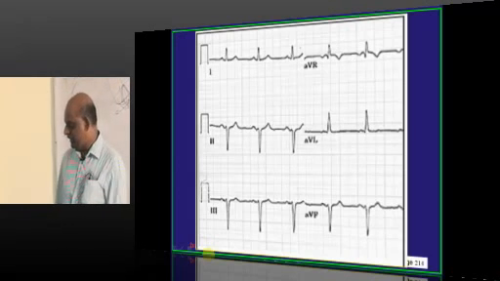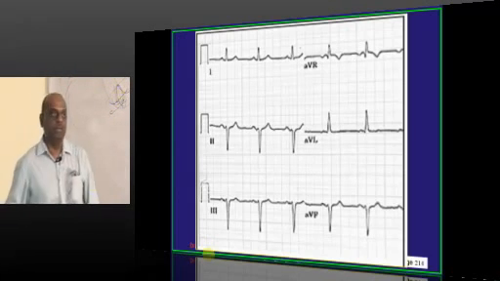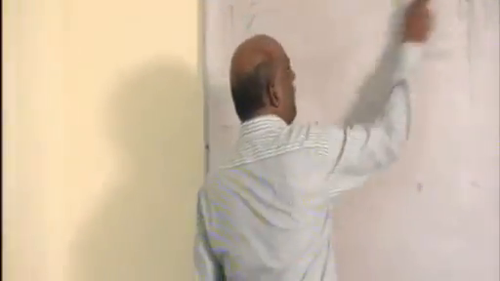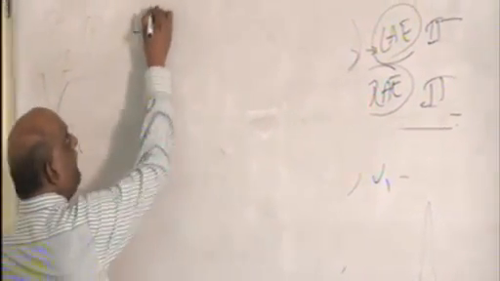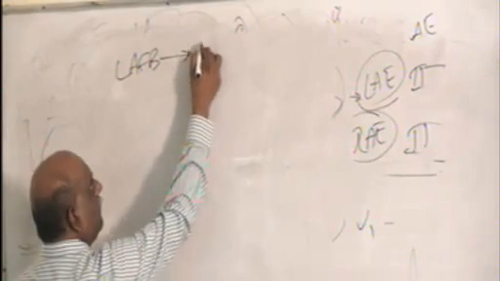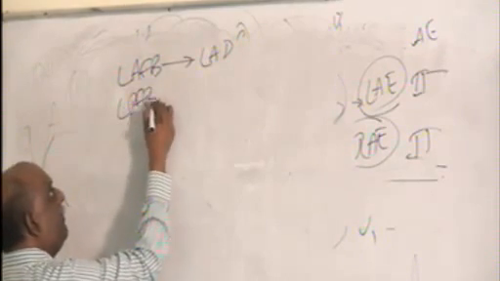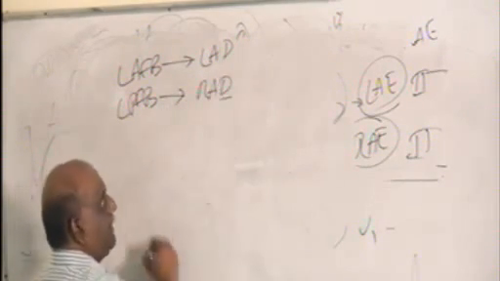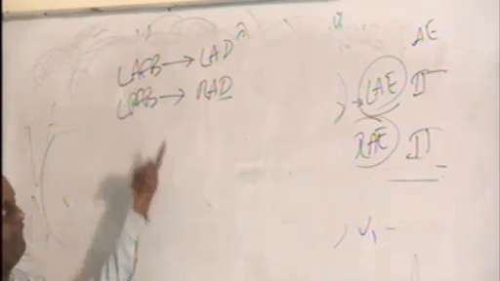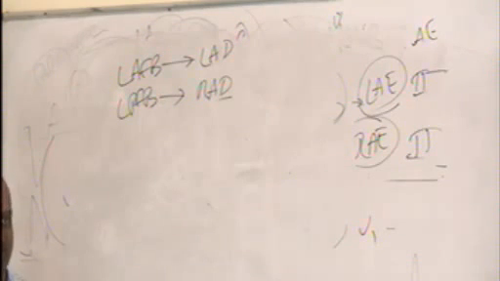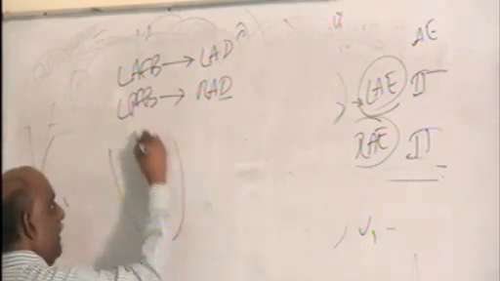left anterior fascicular block. One important thing I want to tell you. What type of axis deviation is caused by left anterior fascicular block? Quickly say. Left anterior fascicular block leads to left axis deviation. But left posterior fascicular block will lead to right axis deviation. Please don't forget this. You ask me, sir, why should left anterior fascicular block cause left axis deviation? What is the reason? Very simple. Typically, if you take electrical activity, how is it passing?